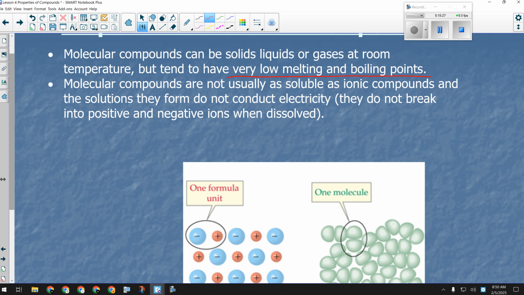Water is another molecular compound, right? At room temperature it's a liquid, but you only have to heat it to 100 before it'll turn to a gas, or cool it to 0 before it'll turn back to a solid. So lots of things like that. It can be in any state. Carbon dioxide is a gas at room temperature. And as we said, molecular compounds are not usually as soluble. Some of them can be, but they're not usually as soluble. And the solutions they form do not conduct electricity, nor are they brightly colored.